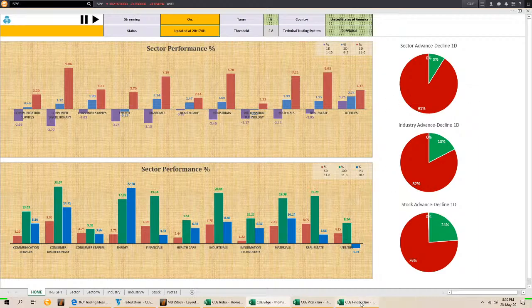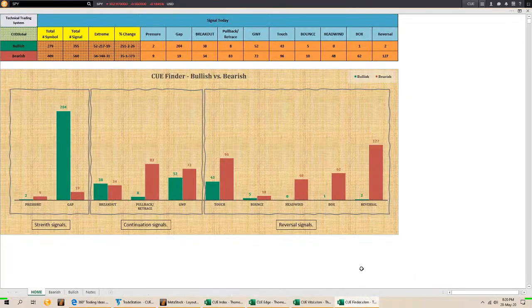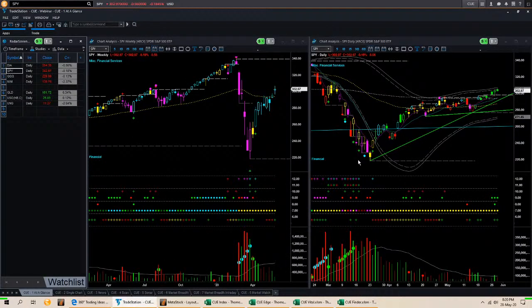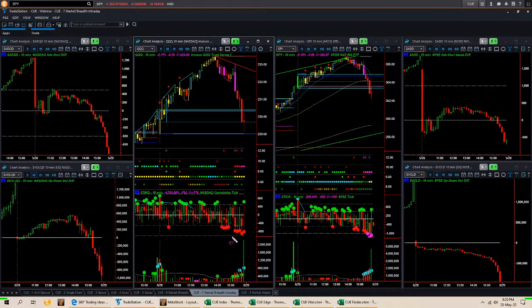It was also looking weak from Finder from the beginning, and I mentioned there was another place from where I could see the weakness, that is from Q Elite market breadth intraday, and I shared that also on Twitter.